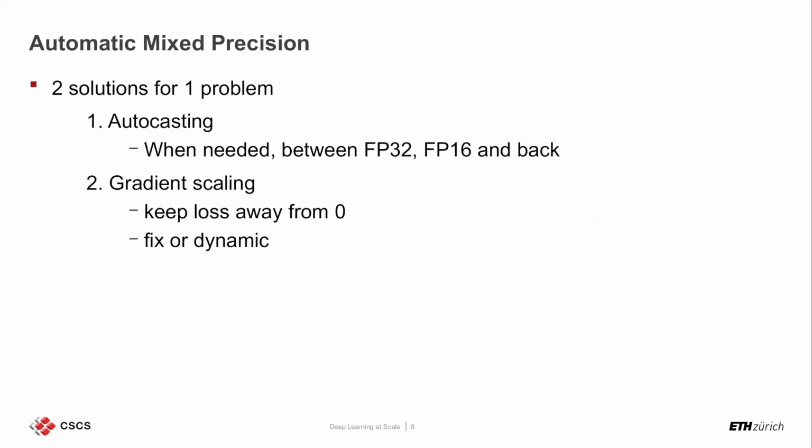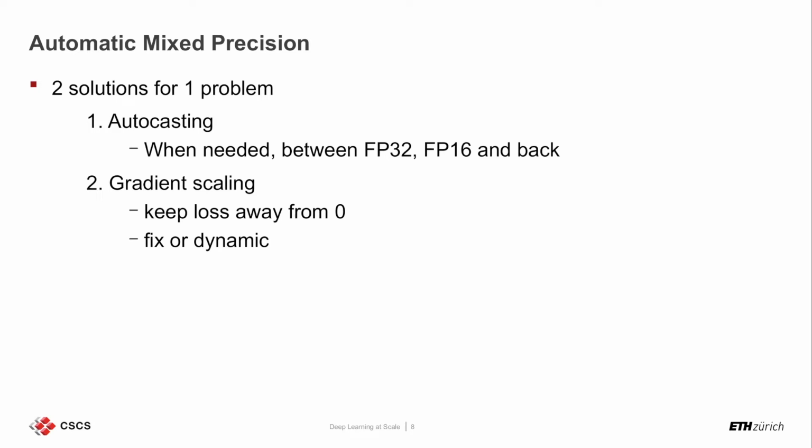And yeah, people came up with basically these two solutions for the same problem of loss of precision, right? Which is first autocasting. So when needed, you're going to autocast between float point 16 to 32 or back to 32 if it's necessary, right? And what we call gradient scaling or loss scaling.